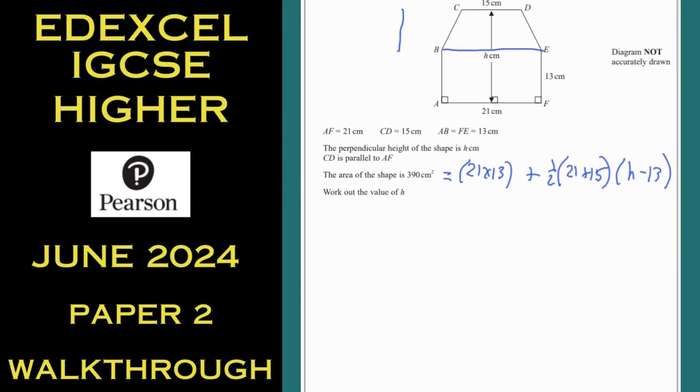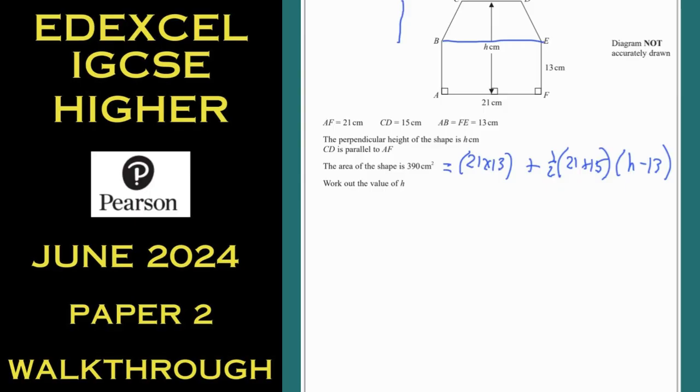So we've got the equation set up. We can start solving it. So let's get rid of all these brackets, tidy up and get some numbers. So 21 times 13, 273. 21 plus 15 halved is 18. And that now looks a lot easier to expand these brackets while also subtracting 273 from both sides.